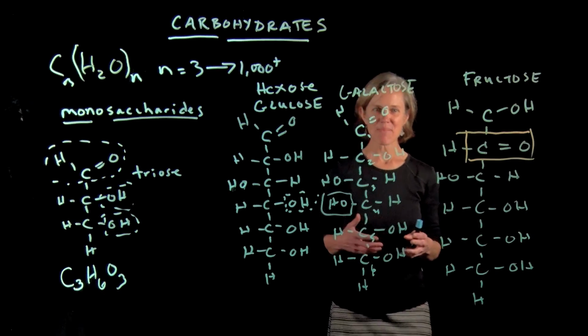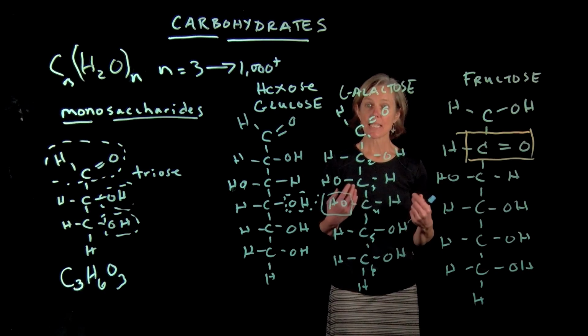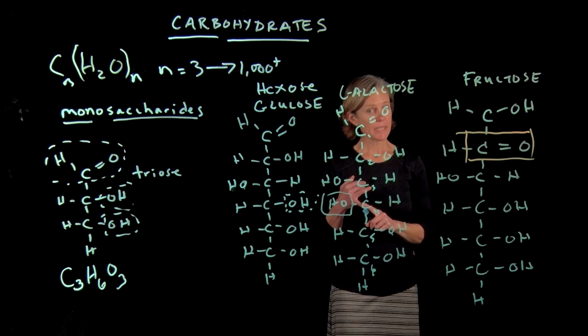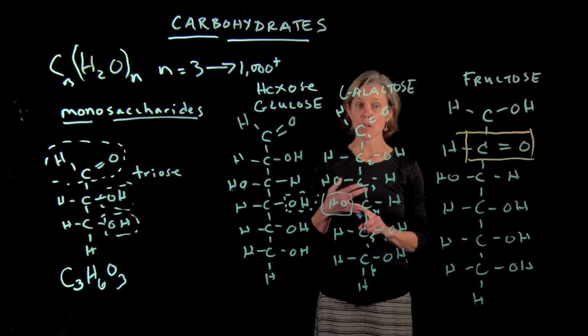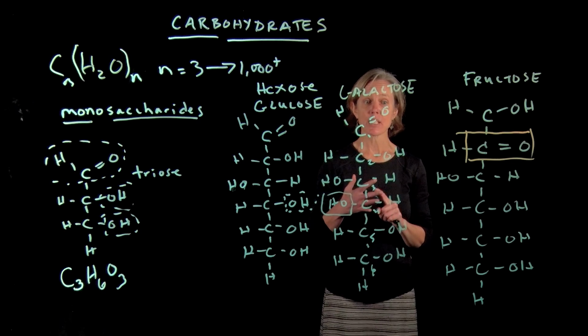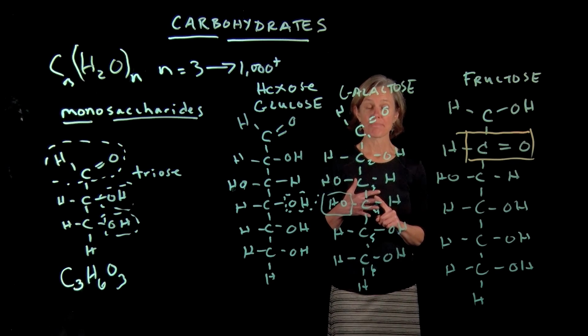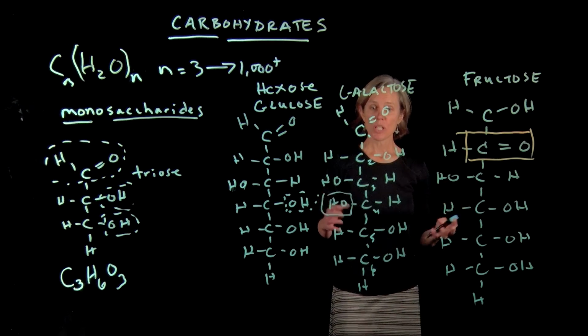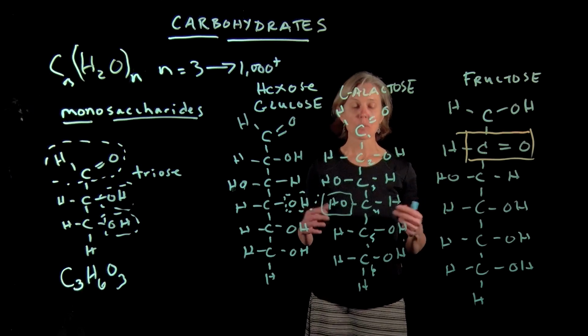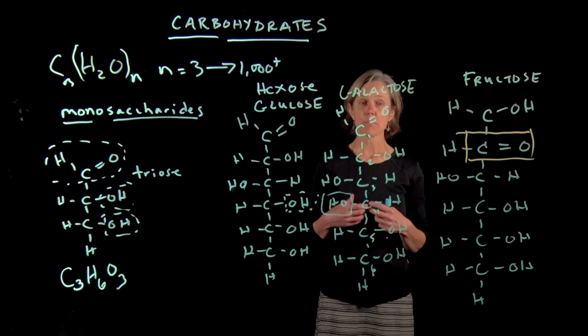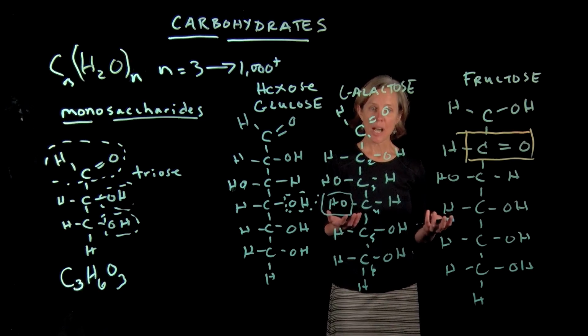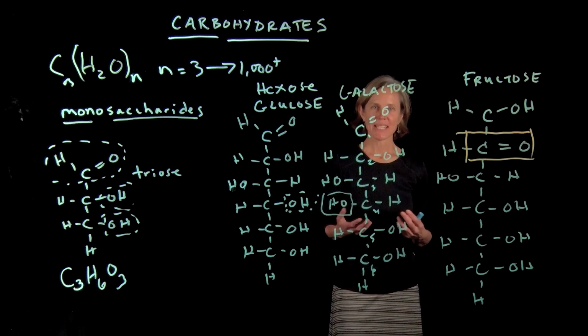So again, to summarize, carbohydrates can differ in the number of carbons, they differ in the position of the carbonyl group, and they differ in the orientation of the hydroxyl group. Okay? So next, in lecture, we'll talk about how we put together these simple monosaccharides to build more complex polysaccharides that have many different functions.